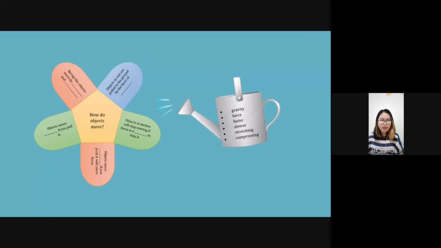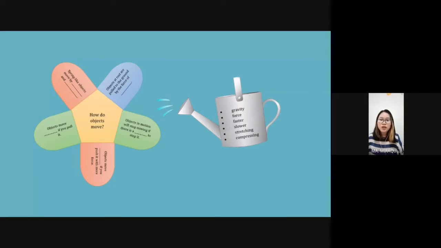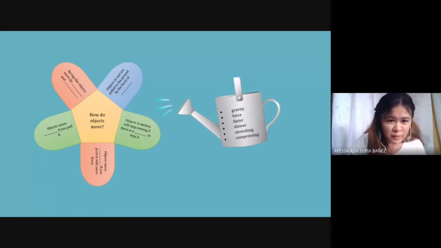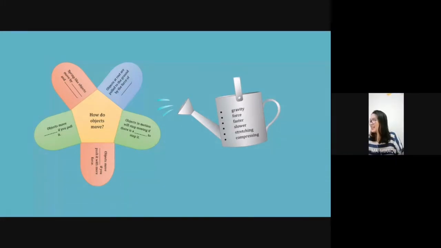Who wants to initiate it? Our first superhero, who wants to do it? Berenice, go ahead. Objects in motion will stop moving if there is blank to stop it. The answer, teacher, is force. That's right. If there is a force to stop it, an object will stop moving. Next one. Ayesa, go ahead. Objects at rest are pulled to the ground by the force of blank. The answer is gravity. You're right.